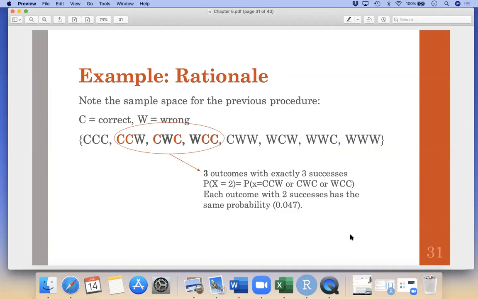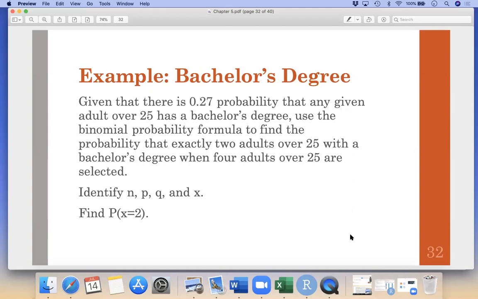Okay, then next slide. Next example, bachelor's degree. Actually we discussed this example, but we didn't find the value, but we checked the requirements. So you know what this is. Given that there is 0.27 probability that any given adult over 25 has a bachelor's degree, use the binomial distribution probability formula to find the probability that exactly 2 adults over 25 have a bachelor's degree when 4 adults over 25 are selected. Now you have to identify these values.